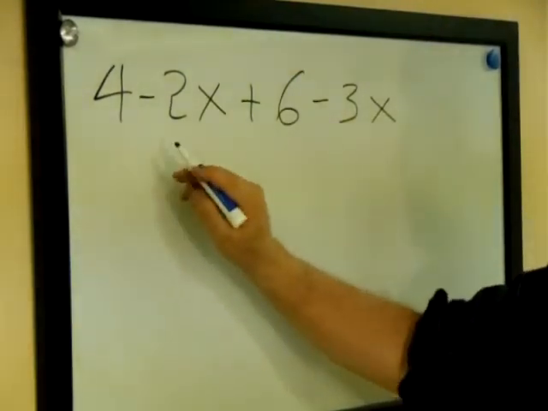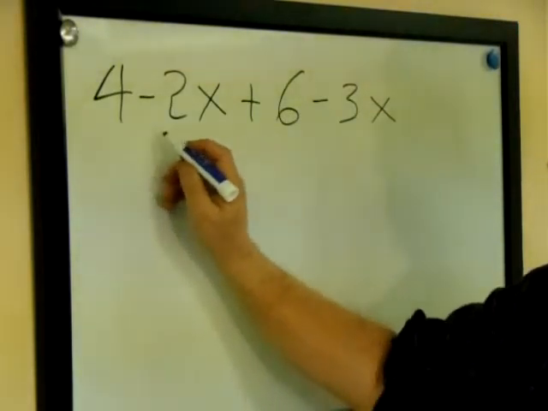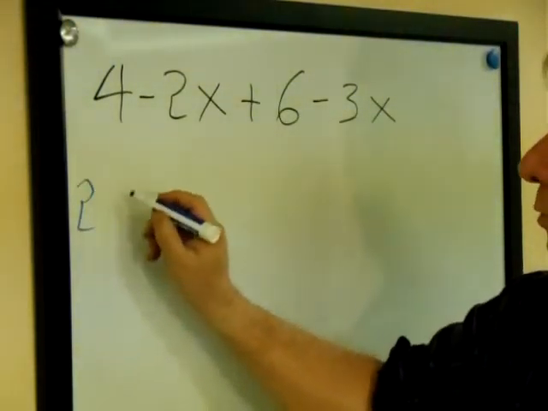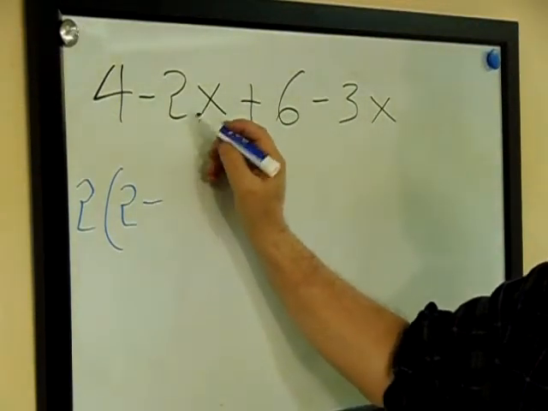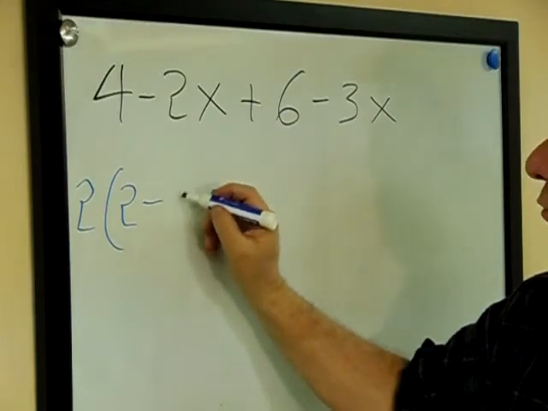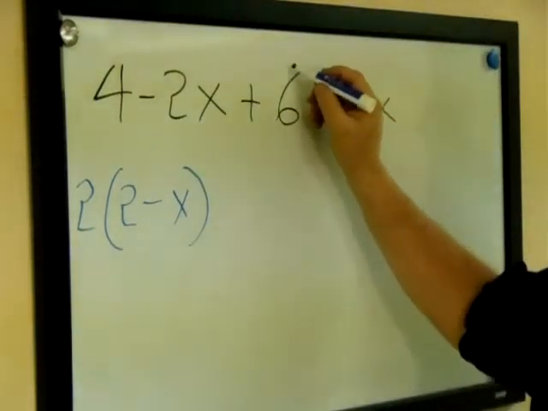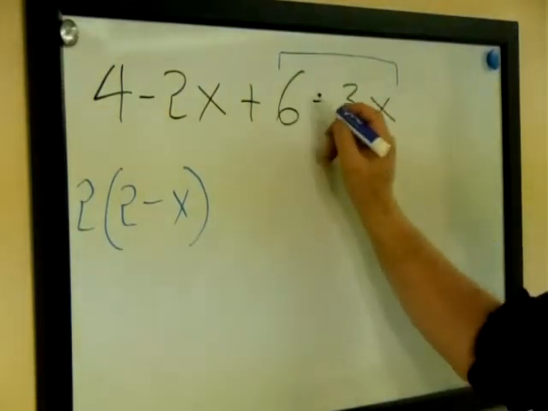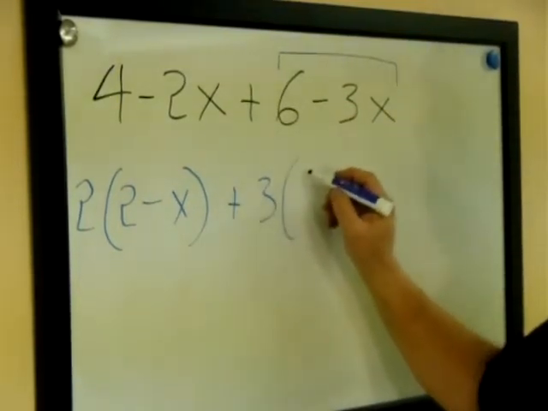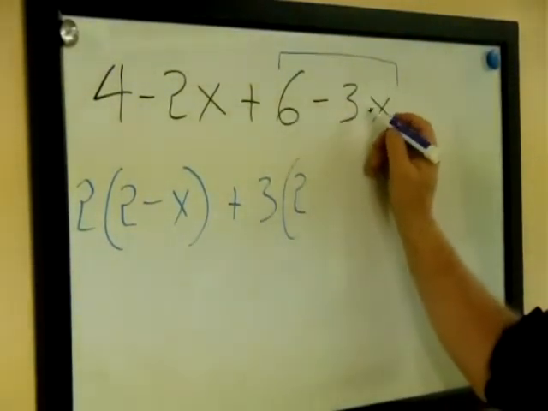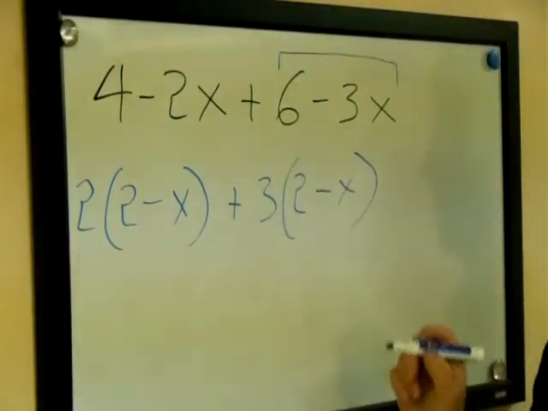And we look across here and we see that in these first two terms, 2 is common to both. So I can take the 2 out. 4 divided by 2 is 2. Minus 2x divided by 2 is minus x. Now I look over here, and what's common to these two terms is a 3. So I take the 3 out. 6 divided by 3 is 2. And minus 3x divided by 3 is minus x.